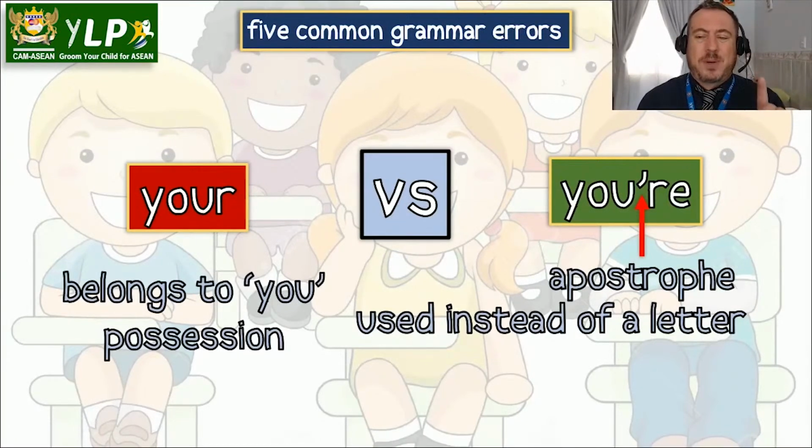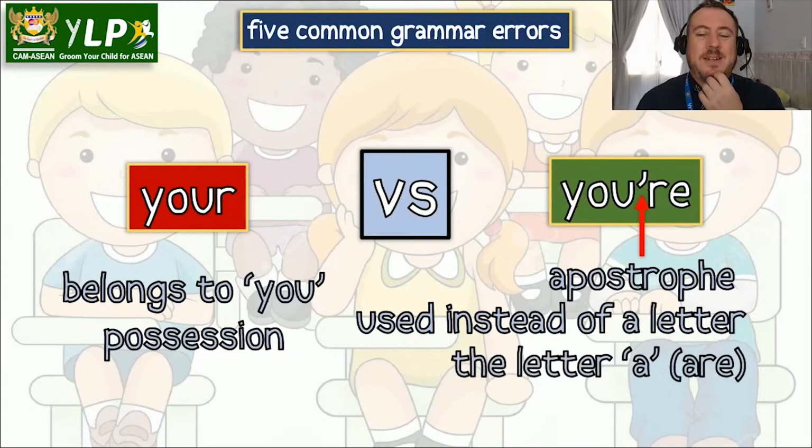U, then apostrophe, and R-E. Which letter do you think the apostrophe is replacing? Well, if you said A, you were correct. Well done. You're means you are. You are. 2 words, but the apostrophe is replacing the A. So it's 2 words and it means you are.